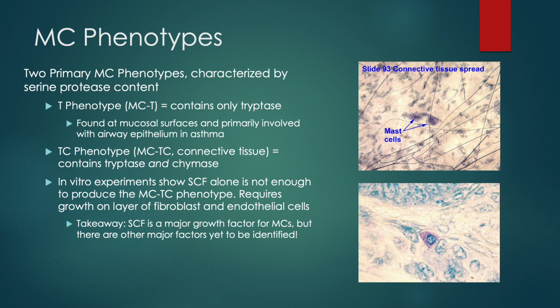Just a little bit of interesting experiments have been done to show that stem cell factor alone is not enough to produce the full TC phenotype. It requires growing the mast cells on a layer of fibroblasts and endothelial cells. So really the takeaway there is that even if we don't know what these fibroblasts and endothelial cells are contributing, we know that there are these other signals that are really crucial for full maturity of a mast cell. It's not just stem cell factor.